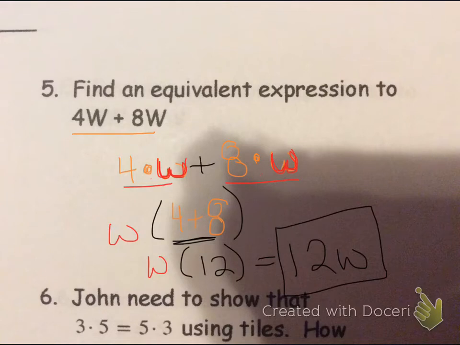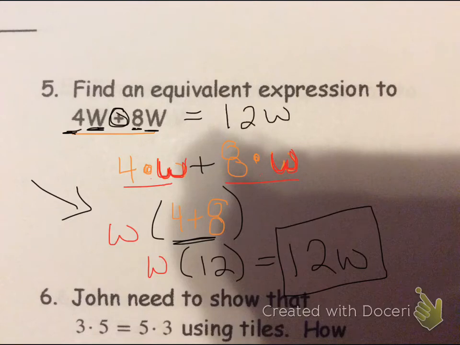And of course, as you know, the intuitive way of doing this, once we understand the distributive property, is we know that as long as these are like terms, we can add or subtract the coefficients depending on our operation. Coefficient of 4 plus the coefficient of 8, that gives us 12W.